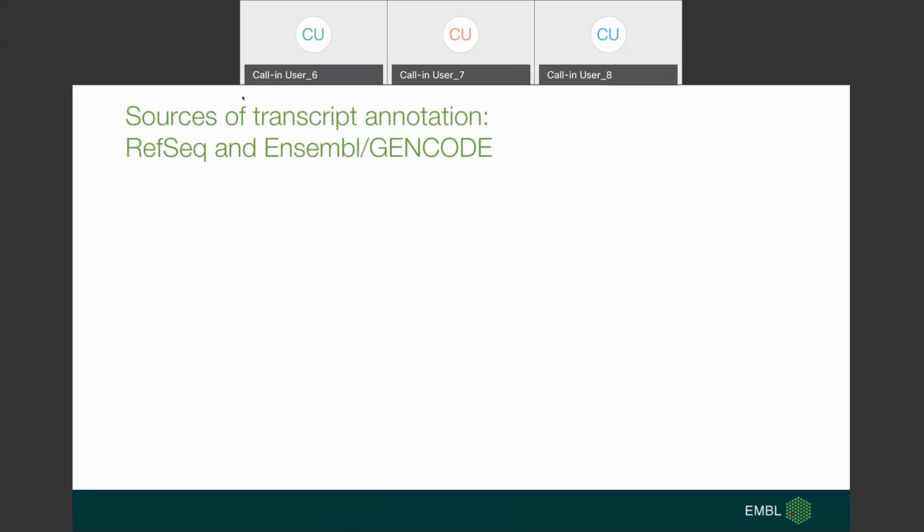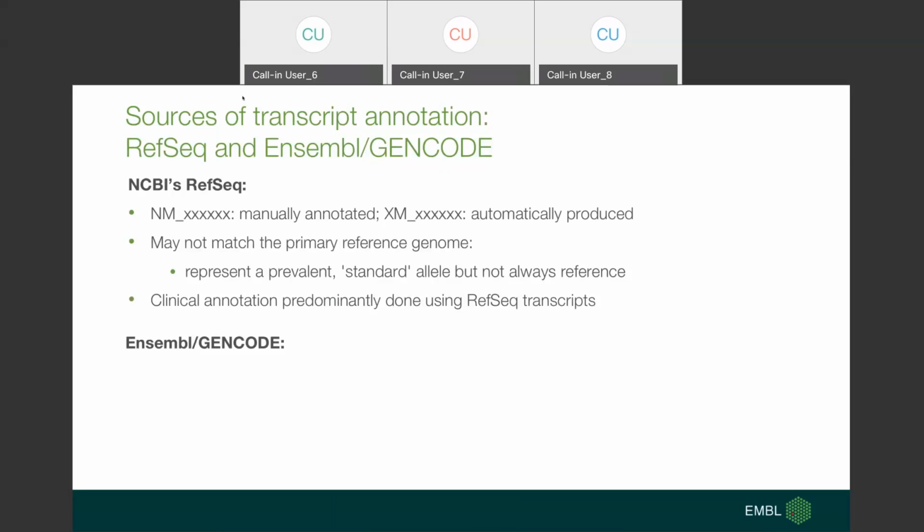Now, before I move on to talk a little bit more about MANE, let me just give you some background about the transcripts themselves. So I think everybody in this group knows that there are two main sources of transcript annotation, the RefSeq set and the Ensembl GENCODE set. The RefSeq is produced at the NCBI, whereas the GENCODE set is produced here at EMBL-EBI. And the NCBI produces NMs, and those are manually annotated. They also produce XMs, which are produced in an automated manner. The NMs don't need to match the primary reference genome. They do represent a reference allele, but it's not always the one that's on the reference.